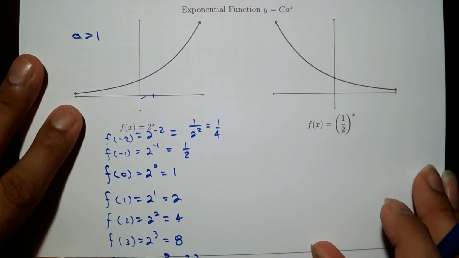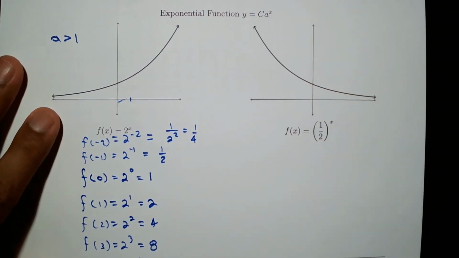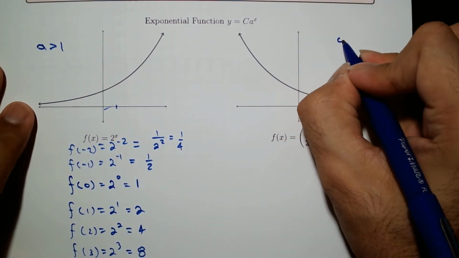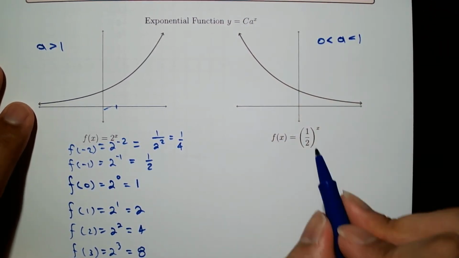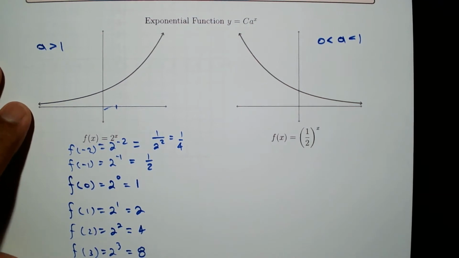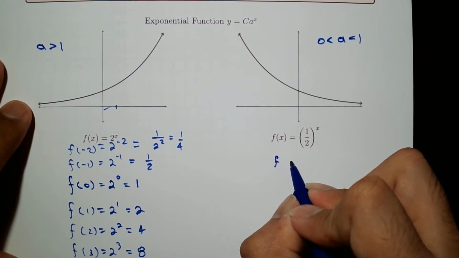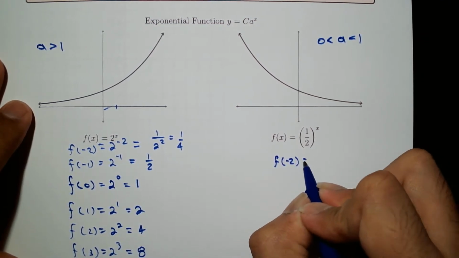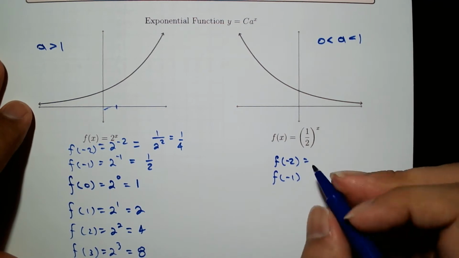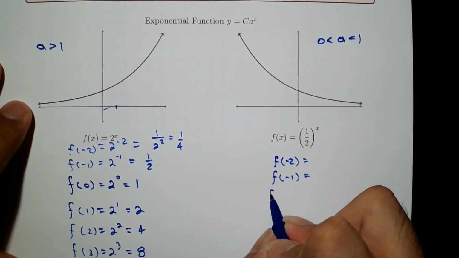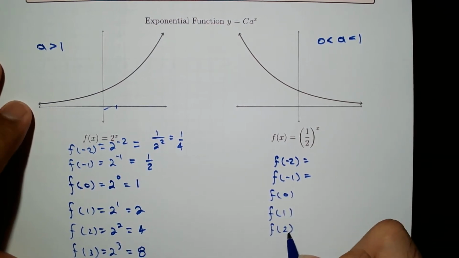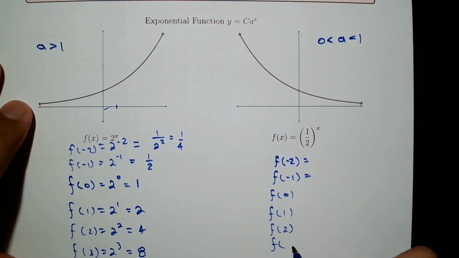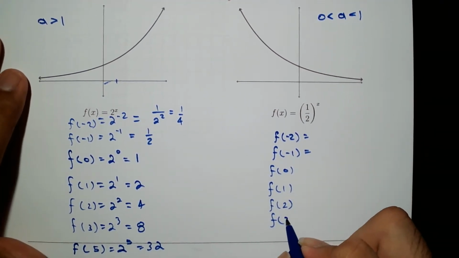Let's look at the other case, when we have a decreasing function. This happens when a is a number greater than 0 and less than 1, for example 1/2 to the x. So I'm going to do again f of -2, f of -1, f of 0, f of 1, f of 2, and f of 3. That's going to be enough.